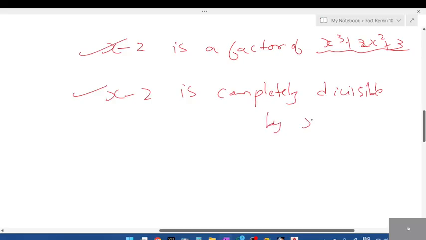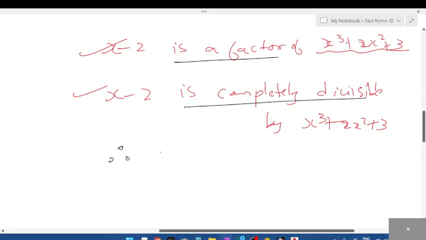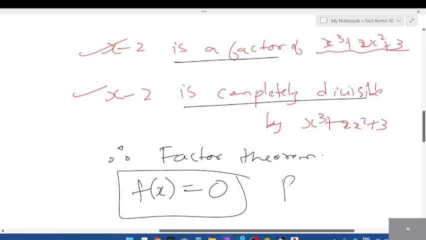Completely divisible by x cube 2x plus 3. Fine. I'll see if there are some more words. I'll write it. For now, remember x minus 2 is a factor, they'll mention completely divisible. Then these types of questions are factor theorem. For factor theorem, we always take the remainder as 0. F of x is always equal to 0. Remainder is always 0.